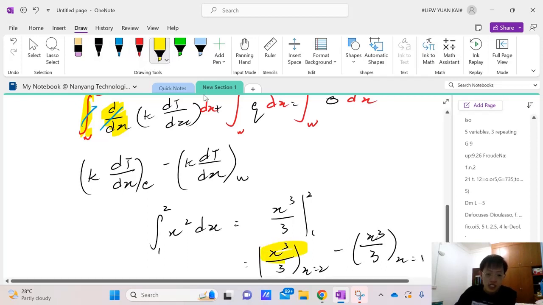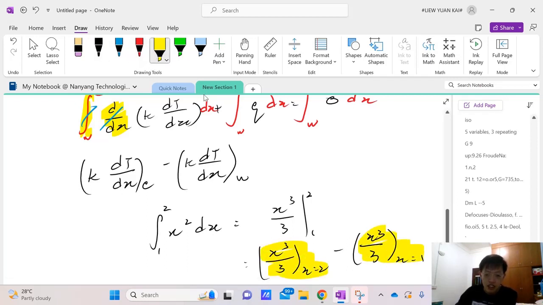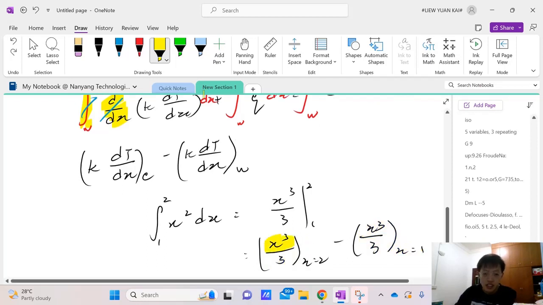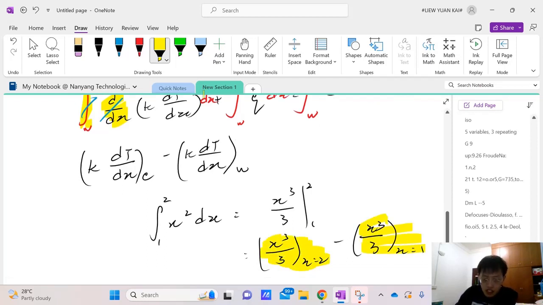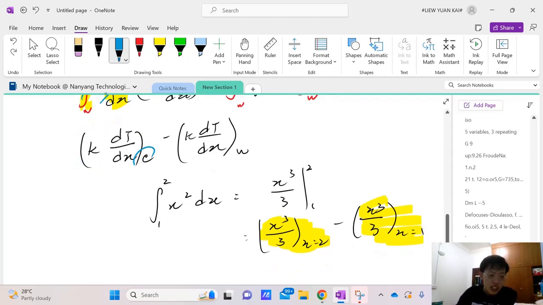So think of this thing as the east. This thing is evaluated at east. This thing is evaluated at west. Same thing. See, this thing is evaluated at east, and this thing is evaluated at west. Okay, so that's what we're doing here. That's how I get this east minus west.